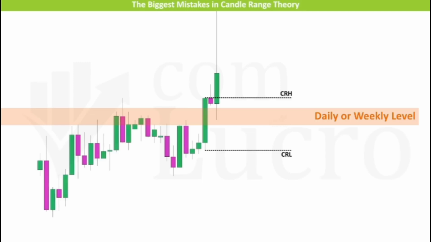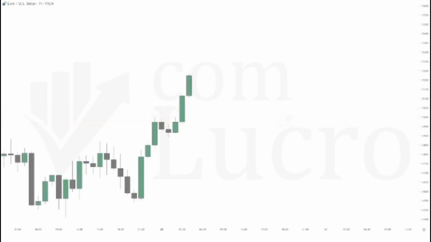Mistake number 3. Ignoring market context. Even the cleanest CRT setup can fail if you ignore the bigger picture. For example, major economic news releases, strong daily or weekly support and resistance levels, significant higher time frame supply or demand zones. Always analyze the broader market structure before executing any trade.